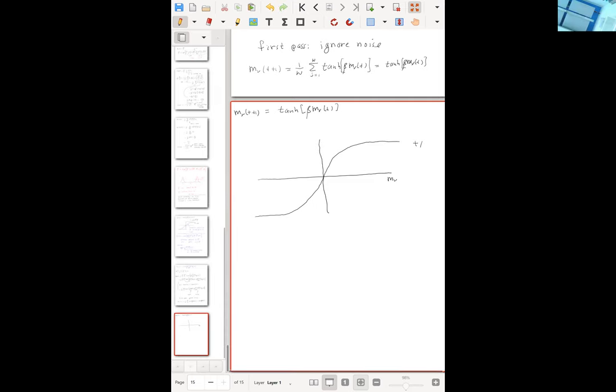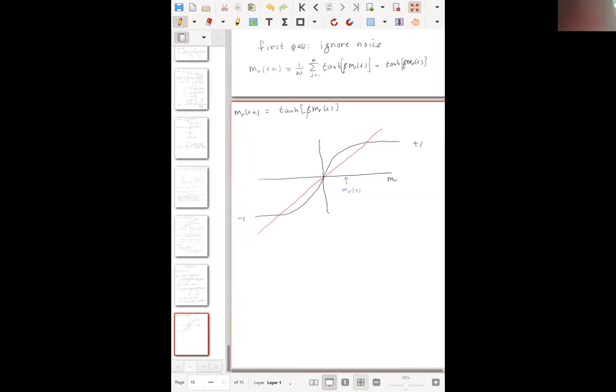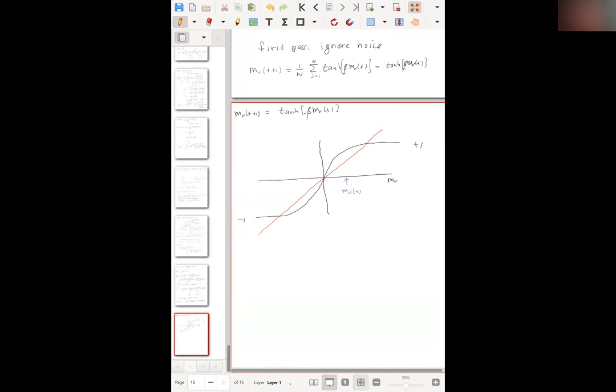This is plus one, this is minus one. We're also going to draw a 45 degree line. And what that means now is, let's say this is m nu of t. To find m nu of t plus one, we go up to here. So this is going to be m nu of t plus one. And then there.